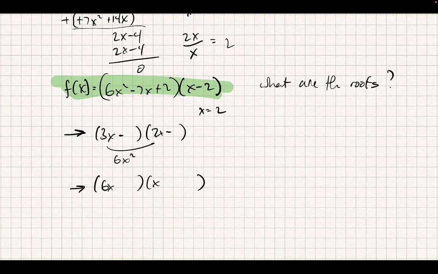So we got 3x minus 2 times 2x minus 1, times x minus 2. Yes, right. And then now, what am I able to answer? Oh, then you could do the zero product property.